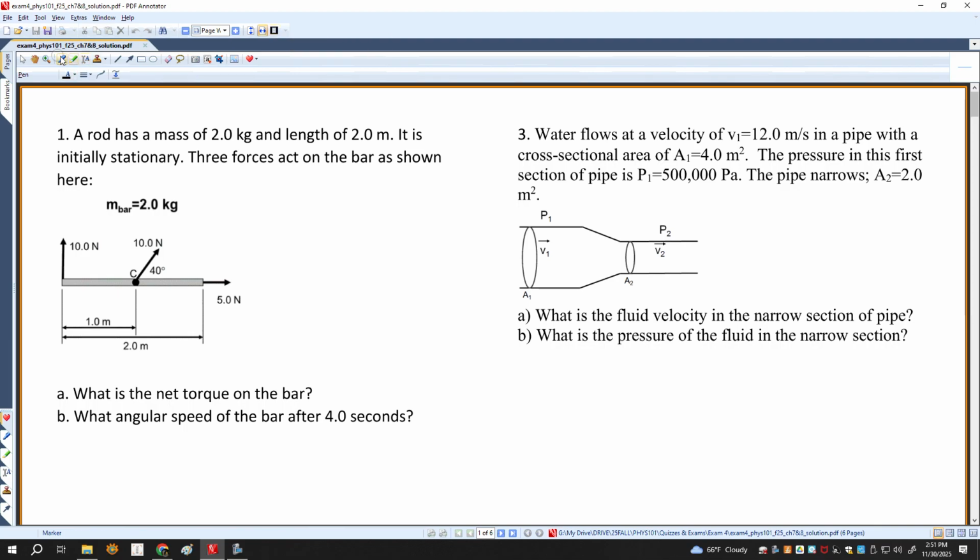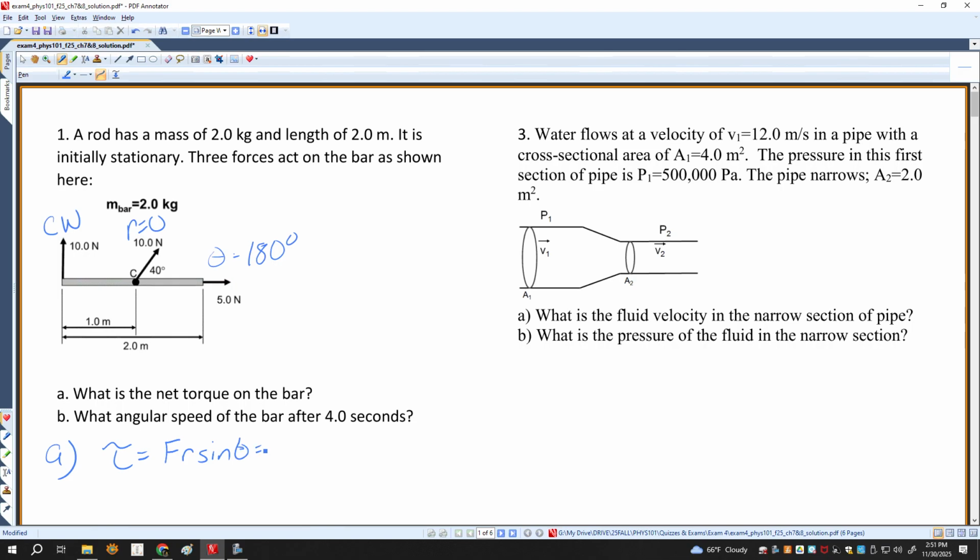Turns out that's going to be quite easy because this force has R equal to 0 and this force has theta equal to 180. So both of those provide 0 torque. This torque provides a clockwise torque. So the net torque will be the force times R times sine theta.